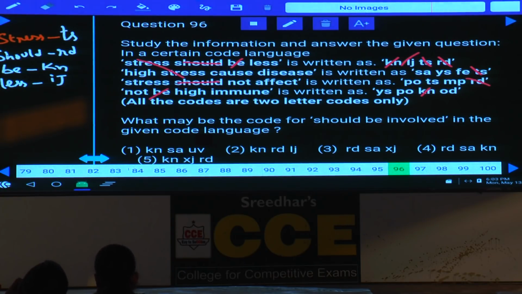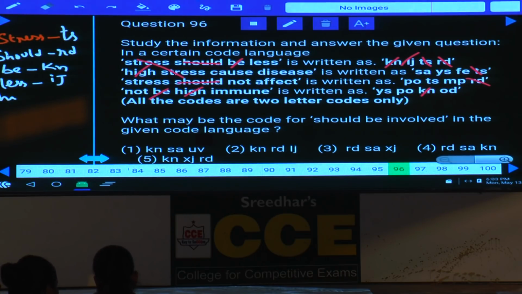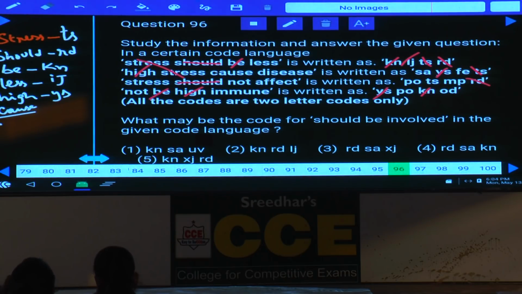Then compare the second and the third. High cause disease does not affect; no word is common between these two, hence we cannot compare the second and third. Second and fourth: not high immune. High is the only word common between the second and the fourth, and the code common between these two is YS, so high is YS. Cause and disease are the two words left over, and two codes were left over, SA and FE.